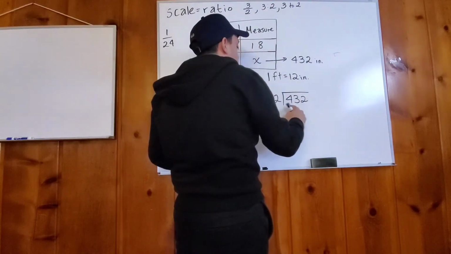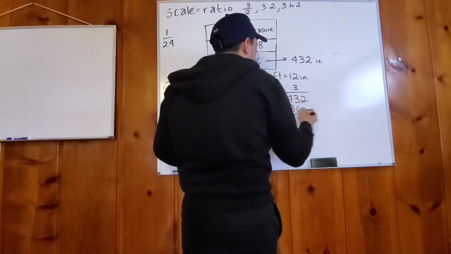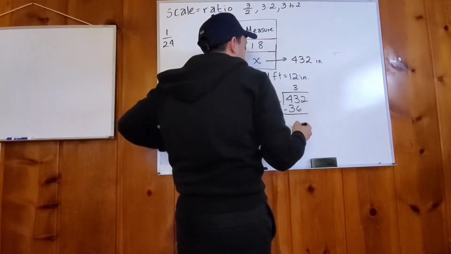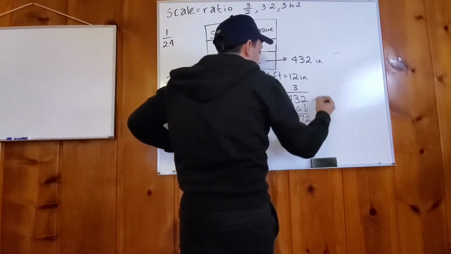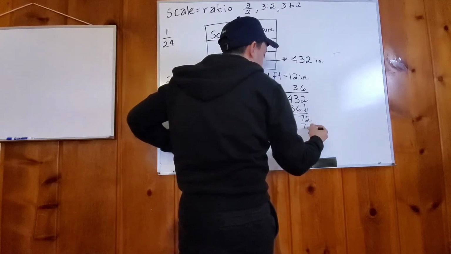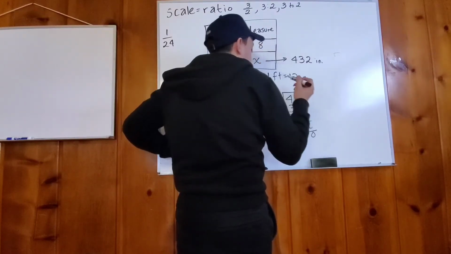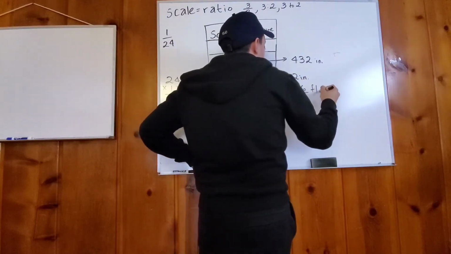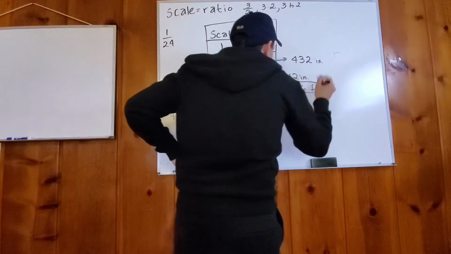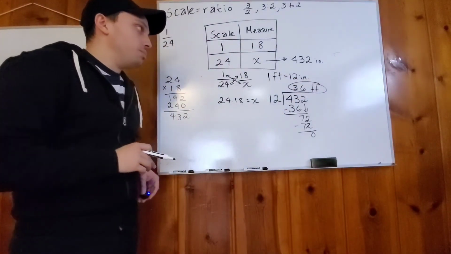Okay, so 12 fits into 43 3 times because it's going to be 36. And 43 minus 36 is going to be 7. And then the 2 goes down, and in 72 it fits 6 times, because 12 times 6 is 72. And so it's going to be 36 feet. This is the actual answer. My bad about the last one.